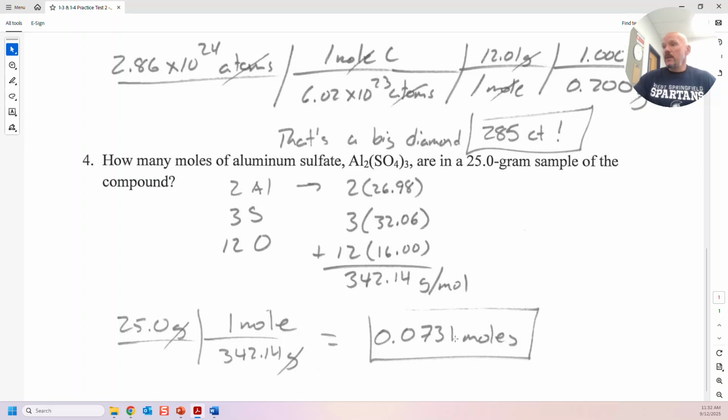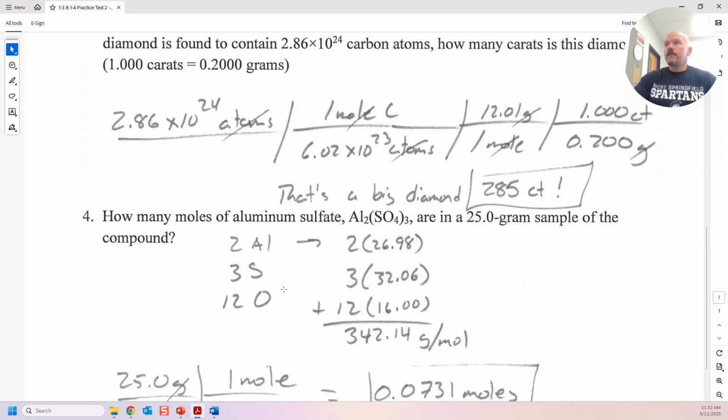And we have to round to 3 significant digits because our mass measurement only had 3. Our molar mass is 5, but that's going to limit us to 3 significant digits. So you could say 7.31 times 10 to the negative 2. You can put it in scientific notation if you wanted to, but you don't have to, as long as you can get the right number of significant figures.